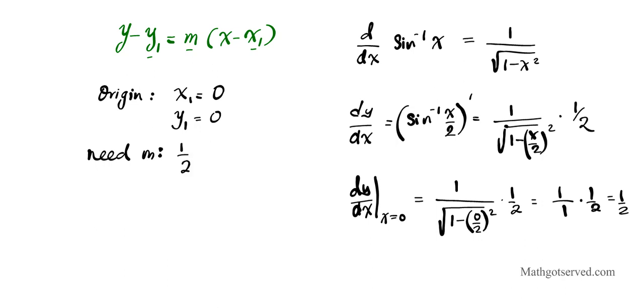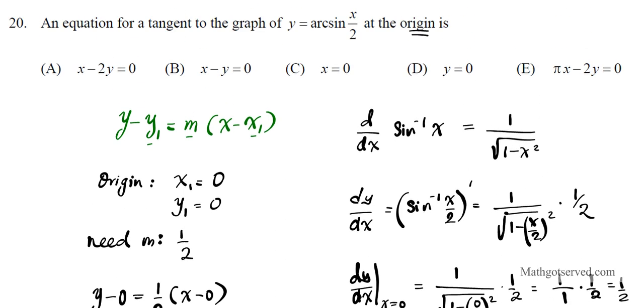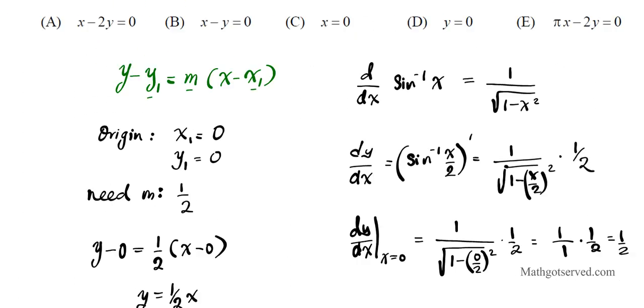Now we're good to create the equation of the tangent line, because we have a point and a slope, and that's sufficient to write an equation. So we have y minus y1, which is 0, equals the slope m, 1/2, times x minus x1, which is 0. So we have y equals 1/2 x as the equation of our tangent line at the origin.